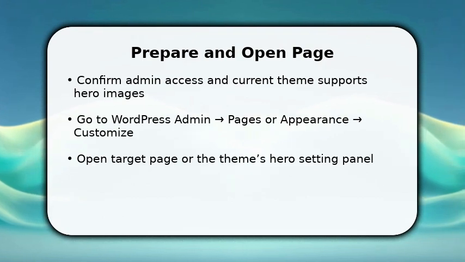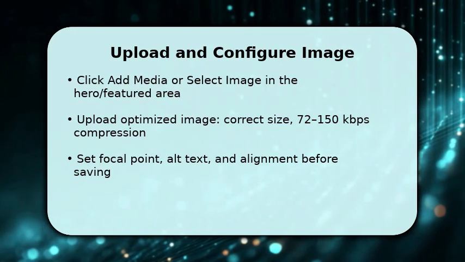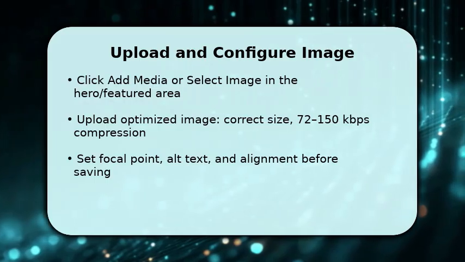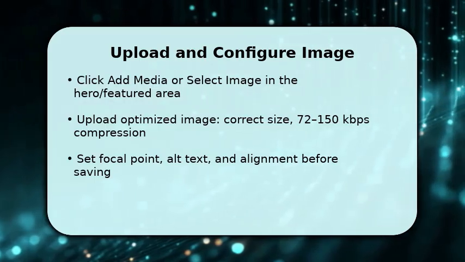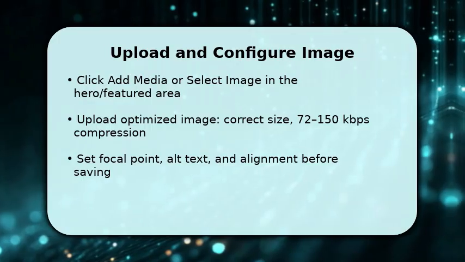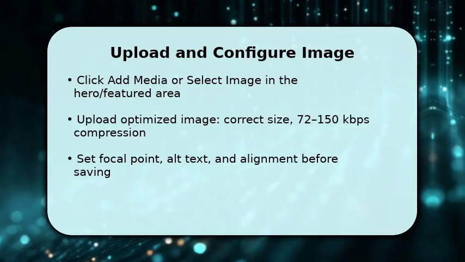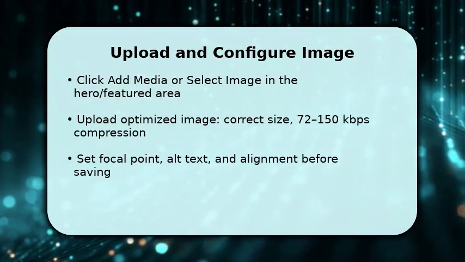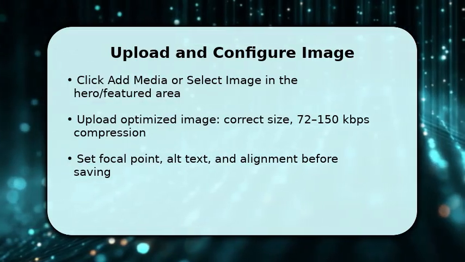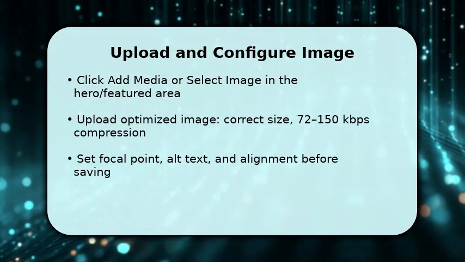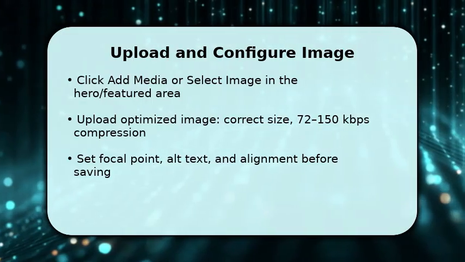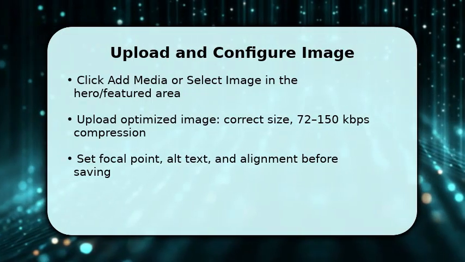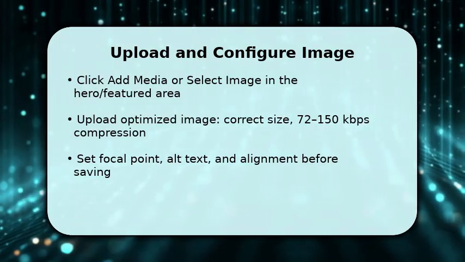You now upload and configure the replacement hero image. Click Add Media or the Select Image button in the Hero section, then either choose an existing file or upload a new optimized image sized to your theme's recommendation. This improves load time and layout. Once uploaded, set the focal point or crop to preserve composition, add descriptive alt text for accessibility and SEO, and choose alignment or cover/contain behavior.